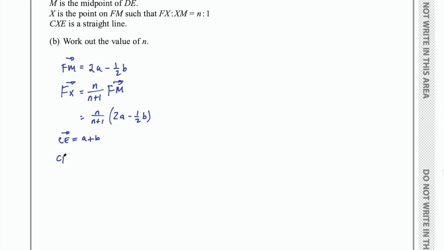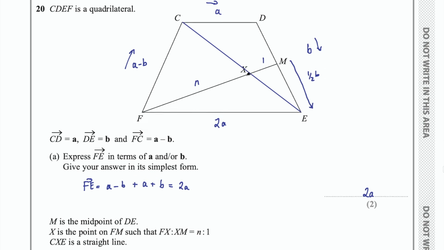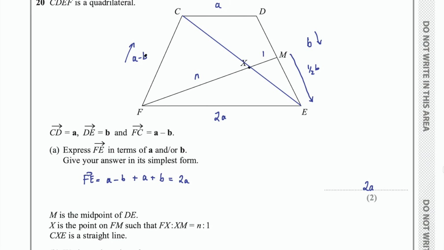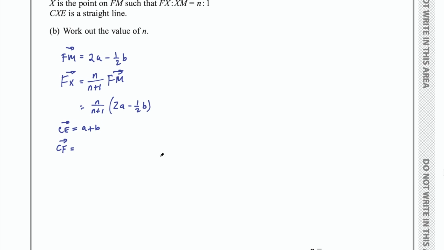So CF is the negative of FC. And remember, FC is a plus b. So the negative of that is b take a. So then CX is b take a plus FX. I have an expression for FX here, I add that on. And I have CX, so this is n over n plus 1 multiplied by 2a take half b.